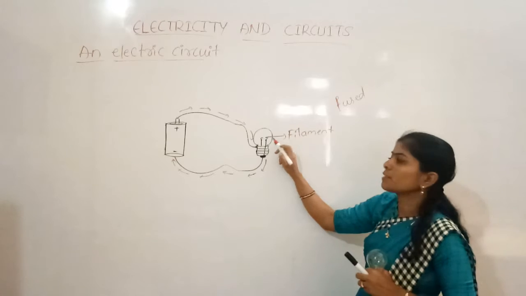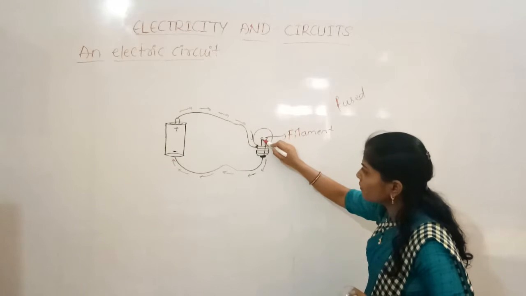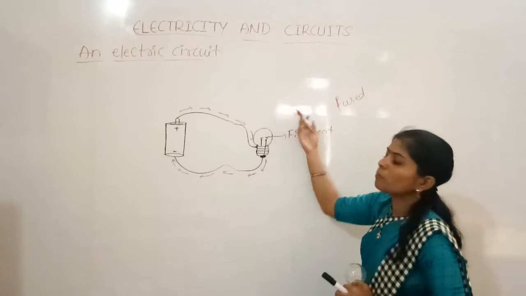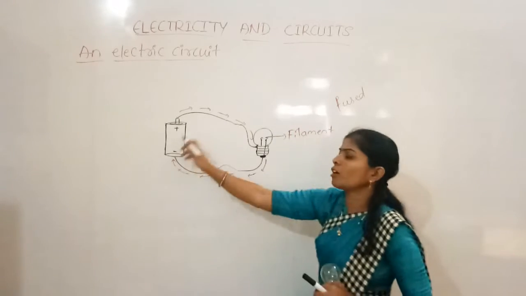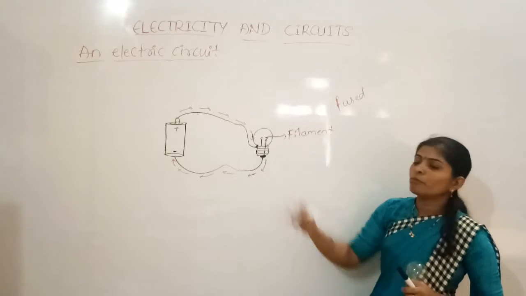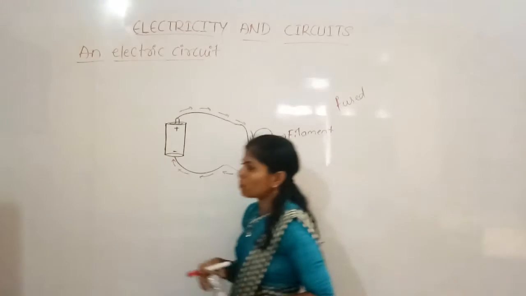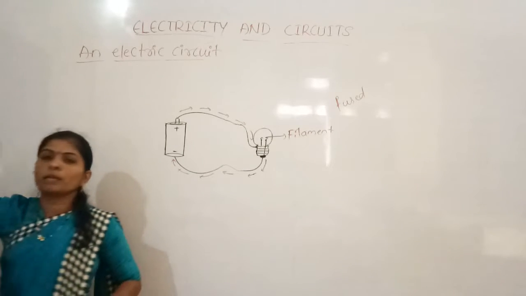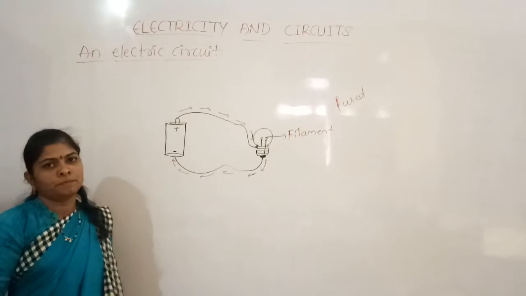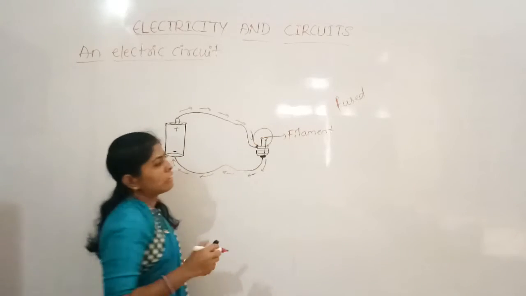If the bulb is fused, electricity will supply up to here, but here there is no path to transfer the electricity, so the bulb will not glow, because the circuit is not complete. The circuit becomes incomplete here, right? So the bulb will not glow, and this is also a reason even when all the connections are proper. If the bulb does not glow, the reason may be that the bulb is fused.